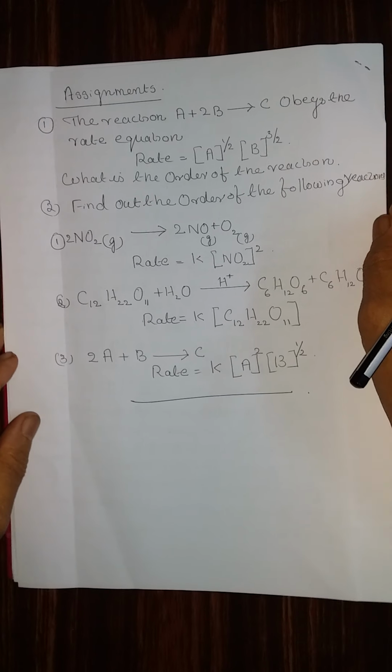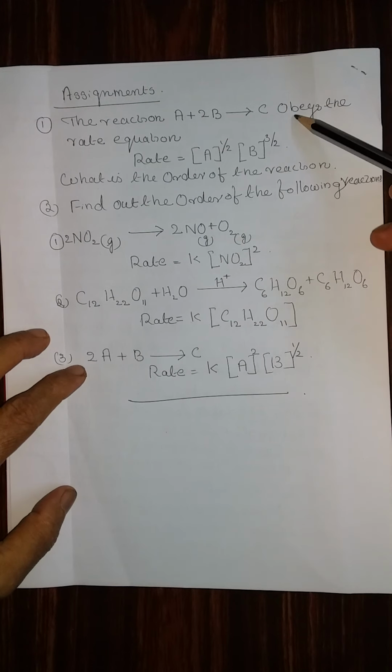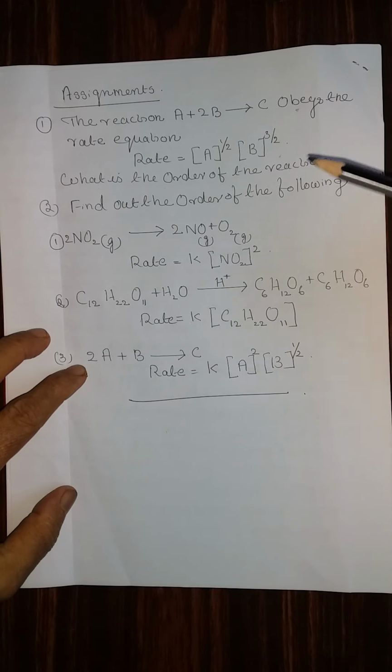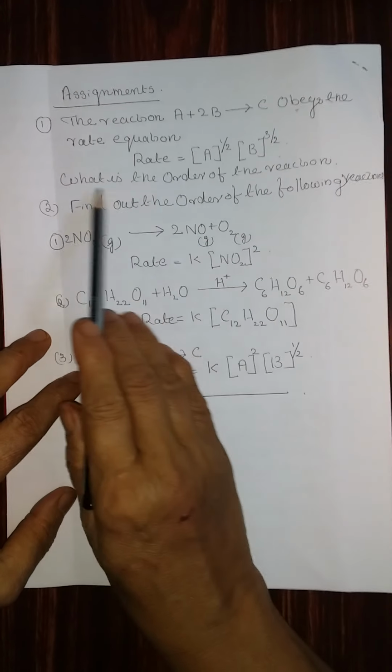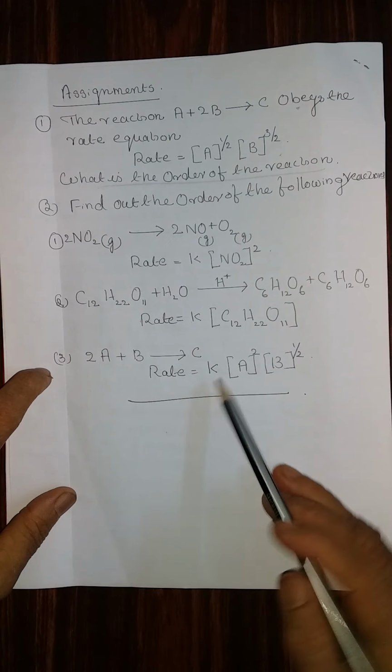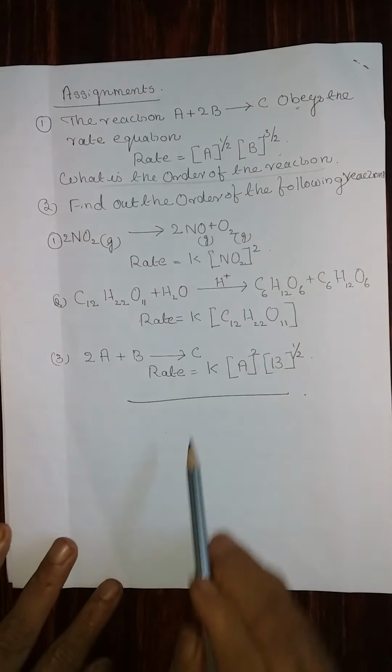A few assignments are given here. The chemical reaction is given and the rate law is given. Therefore, you just find out the order of the reaction. What is the order of the reaction for these 4 assignments given here?